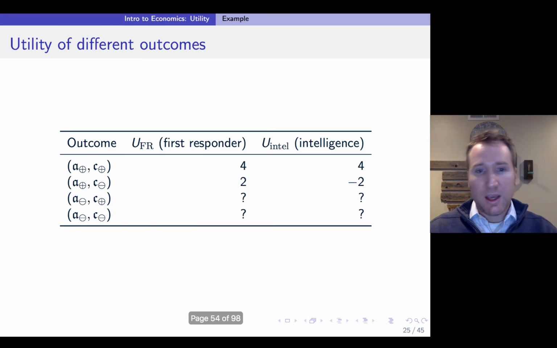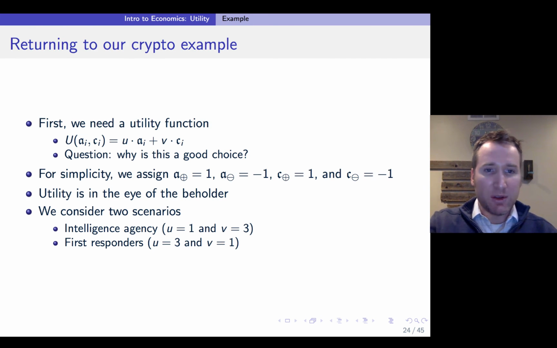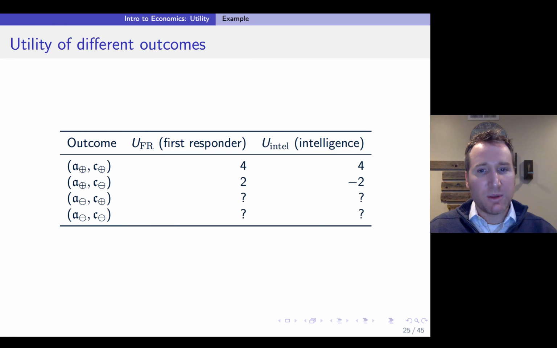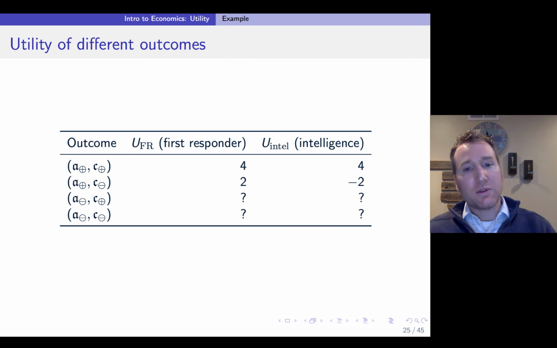And once you have that, you can plug it back into this utility function, U times AI plus V times CI. If you do that, you end up with something in the table that looks like this. If they both have high availability and confidentiality, then for both of them, their utility is high, it's 4. But in the case where availability is high and confidentiality is low, the first responder's utility is still positive, whereas it's negative for the intelligence agency.